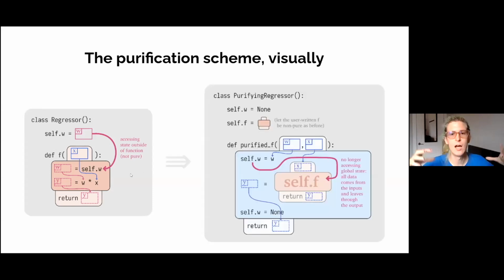And the trick we're going to do is we're going to wrap this function in what I will call a purified function. So the user writes the same function as before. It accesses W. This is not cool. But we can create a new purified function that also takes W as a parameter. And first thing, sets that to be this value here that's being accessed. Then we can call a user function.